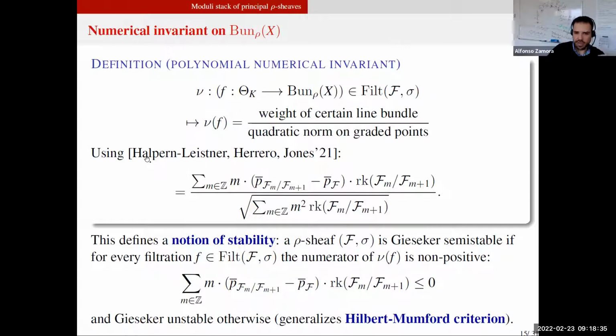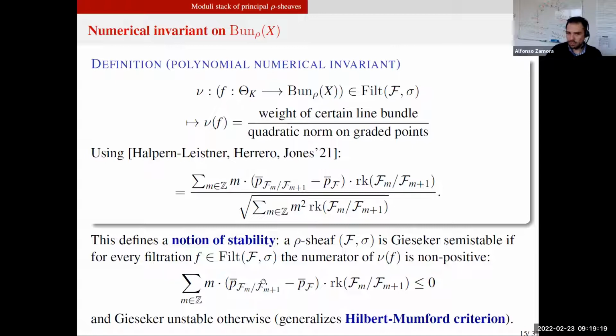Using this result of Halpern-Leistner, Heinloth, Schmitt, and Jones, they do this construction for the stack of torsion-free coherent sheaves. And they show that this weight can be written down as this sum involving the reduced Hilbert polynomials of the pieces in the filtration. And then the denominator is a number encoding the ranks of the quotients of the filtration. This defines a notion of stability because we can play the same game as in geometric invariant theory and show that if a ρ-sheaf, if an object is Gieseker semistable, then this is equivalent to saying that for every filtration, this numerator is non-positive.